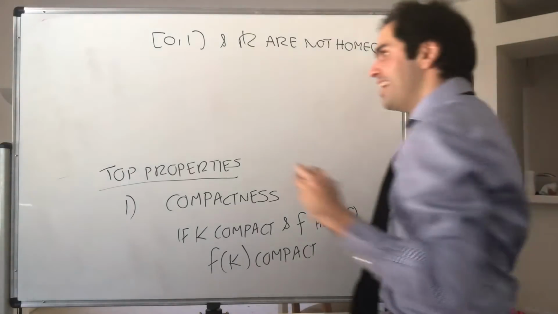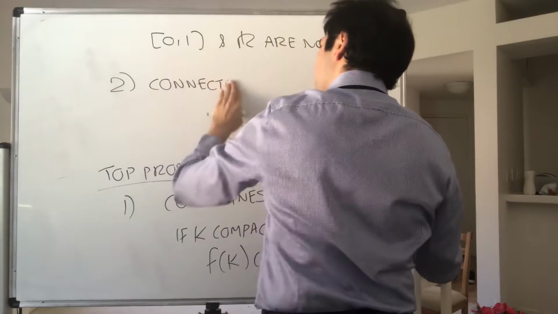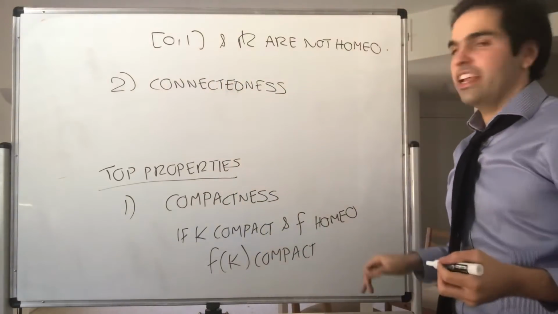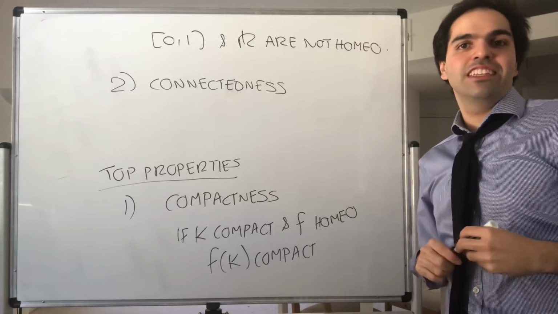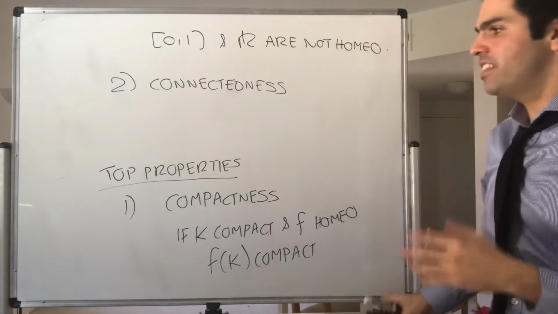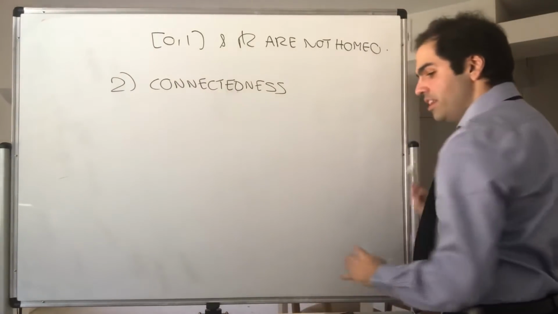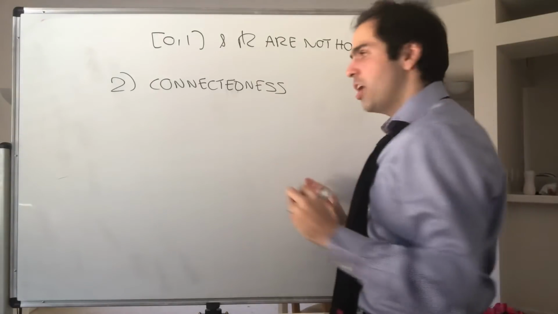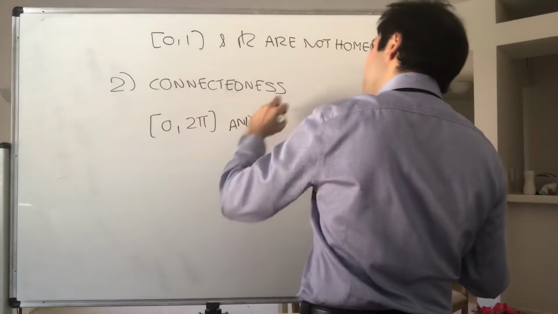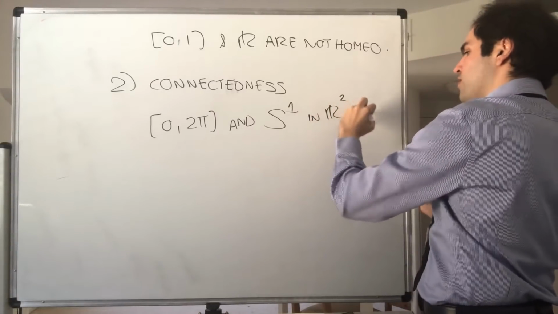Another property, connectedness. Namely, if C is connected and F is a homeomorphism, then F of C is also connected. And which again tells us something very interesting. It turns out that, for instance, let me see, the interval 0, 2 pi and the unit circle in R2 are not homeomorphic.